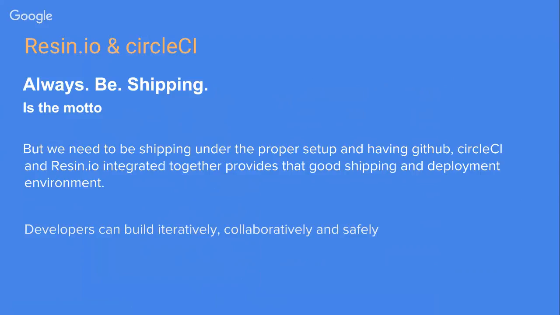Setting up GitHub, CircleCI and Resin together provides a good shipping and deployment environment, and it will allow developers to just be building, with people working from different parts of the world on the same repo and pushing up to GitHub, and then tests are being run on Circle. So it provides a level of safety too, because you have all these tests and feature branches, and not everyone just pushing stuff into the master branch. Because then your build fails and you're like, oh my god, that's the master branch that just failed and our app is down.